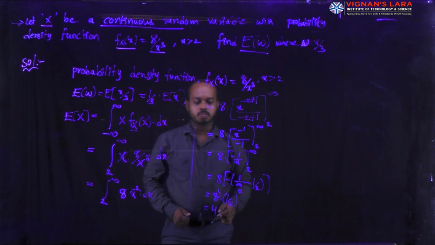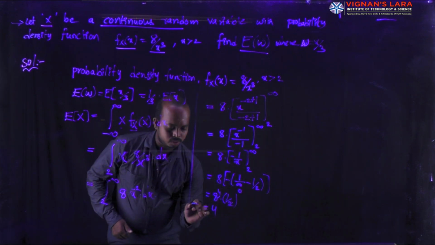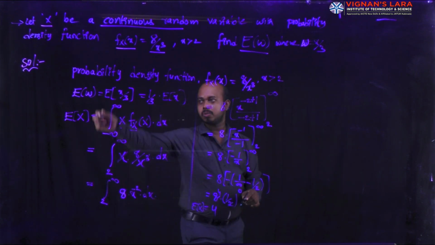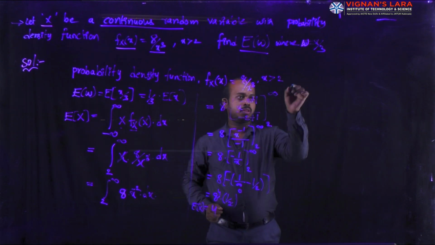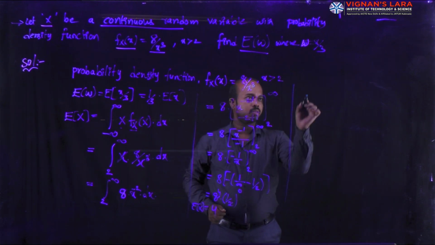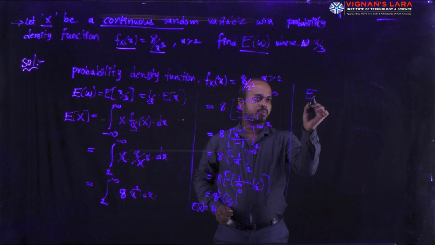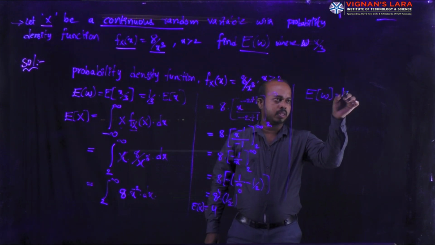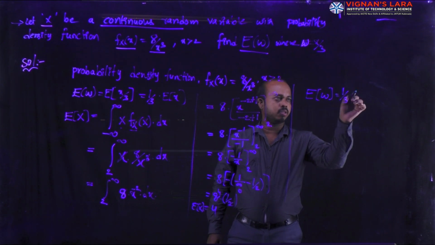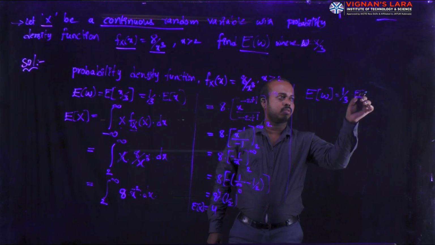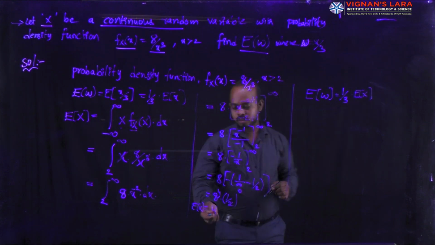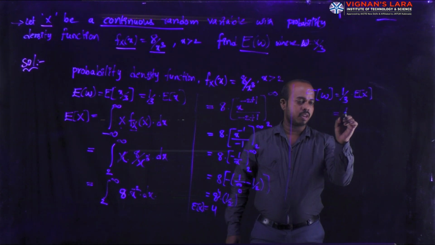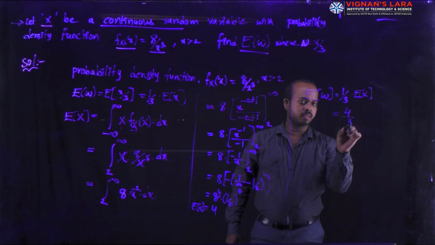This quantity represents the expectation of X. But you need the value of expectation of W. Here I am writing the expectation of W is equal to 1 by 3 into expectation of X. Already we found the expectation of X value, just substitute it here. The value is 4 divided by 3.